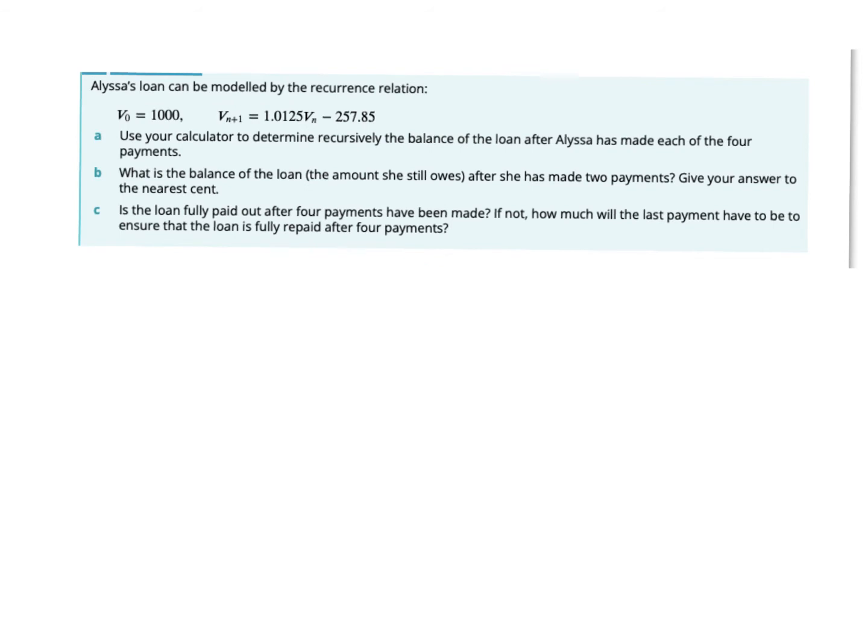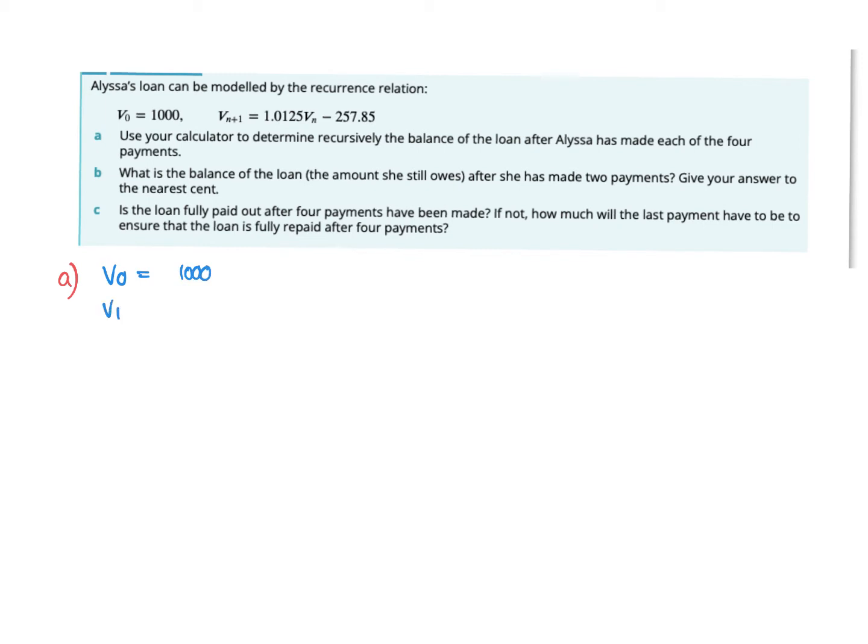Okay, so let's have a look at this. Alyssa's loan can be modelled by the recurrence relation here. Use your calculator to determine recursively the balance of the loan after Alyssa has made 4 payments. So it's just doing what we have been doing before, where you would just write V0 equals 1,000, and you have to show the next 4 payments.